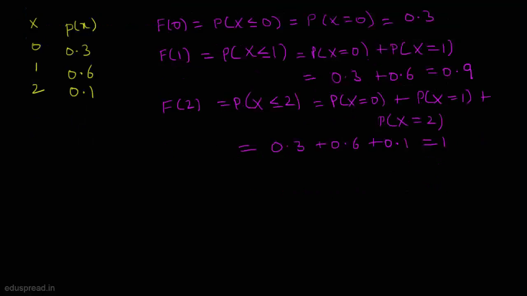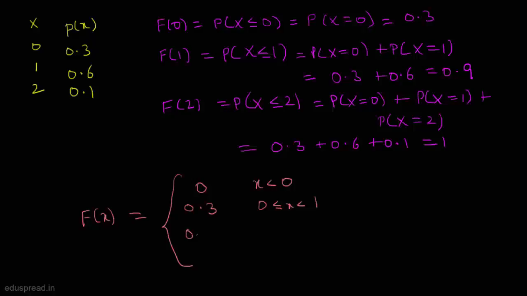So let me write the complete cumulative distribution function now. So we can write F(x) is equal to 0 when x is less than 0, because x does not take values less than 0. It is 0.3 for values of x between 0 and 1. Right, we have an equal to sign here and I'm not putting an equal to sign here. So this means that this is the probability that x is equal to 0.